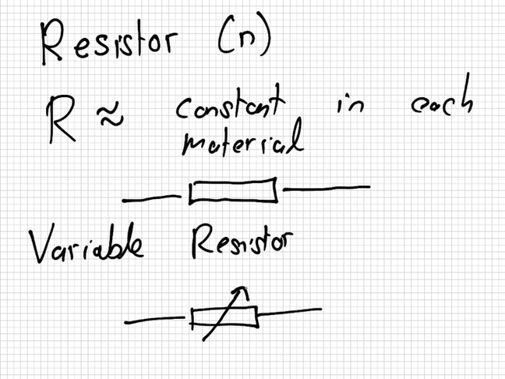And how can you change the resistance? Let me give you an example. Let's say this is a big piece of copper. If I put my A here and my B here, I get resistance. If I move it down, do I get more or less resistance? More resistance, because there's more material. And if I move it here, less resistance.